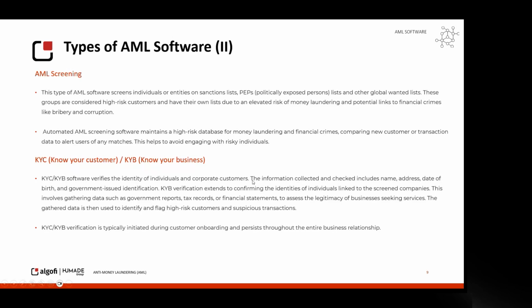So basically, it's very important to know your customer or your business in order to make sure that any high-risk clients are identified and easily flagged. And the transactions that they do are monitored strictly.